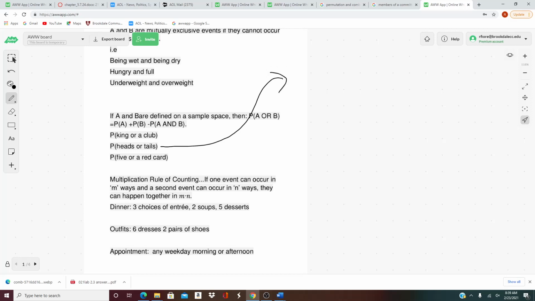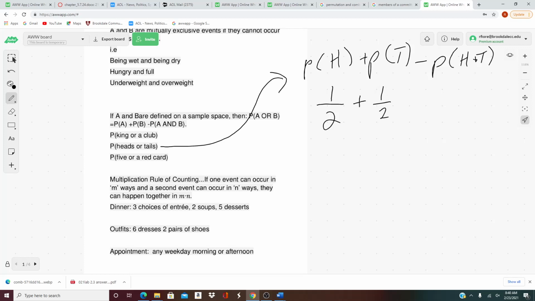The probability of flipping a coin and having it land on heads or tails. Well, that would be the probability of heads plus the probability of tails minus the probability that it lands on heads and tails. Well, I'm only flipping the coin once, so there's a 1 out of 2 chance it lands on heads. There's a 1 out of 2 chance it lands on tails. And it can't land on heads and tails at the same time. It's only one flip, so that's 0 out of 2. This event right here is mutually exclusive. And when an event is mutually exclusive, of course, this value right here of them both occurring at the same time drops to 0.